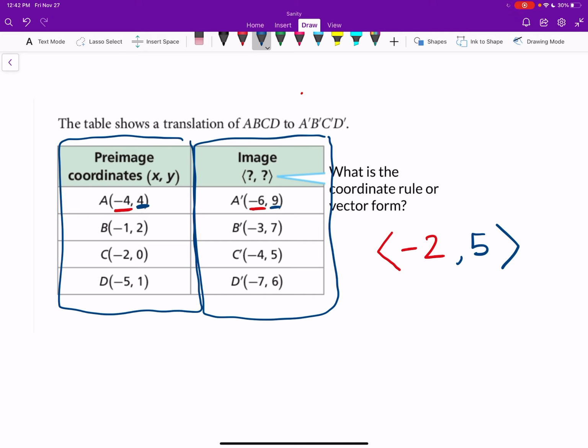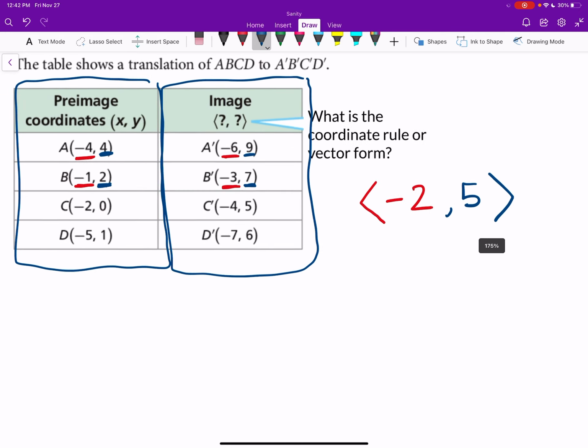Let's go check point B and B prime. Point B has an x-coordinate of -1, so -1 minus 2 is -3. If I have my y-coordinate on B is 2, well, add 5 to 2, you get 7 as well. So that checks out. You can check it for C and C prime and D and D prime.